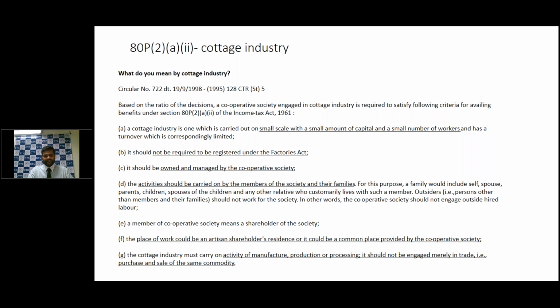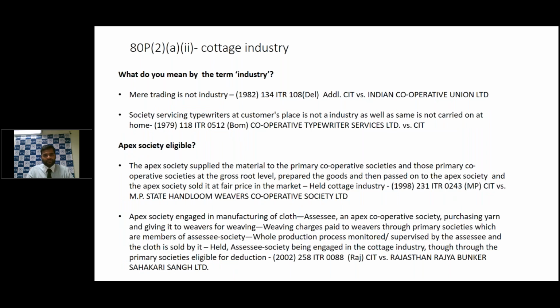So, firstly, they say that it should be an industry. They must be engaged in the activity of manufacturing, processing, or production, and mere carrying on of trading will not be sufficient to make a society eligible for deduction under section 80P(2)(a)(ii). So there's a Delhi High Court judgment which says mere trading is not industry. Also, there's a Bombay High Court judgment where a society which was servicing typewriters at customers' places was held to be not an industry, as well as it was not allowed deduction on the ground that it was not carried on at home.